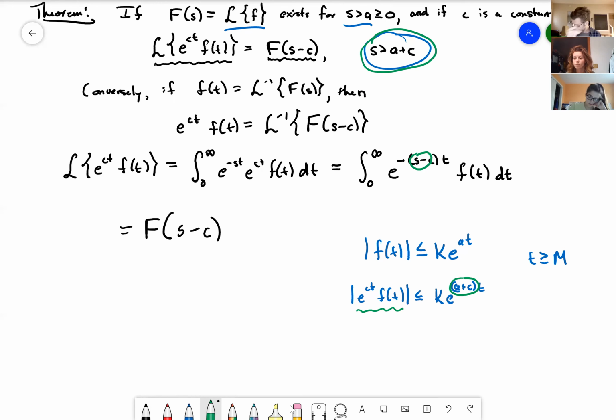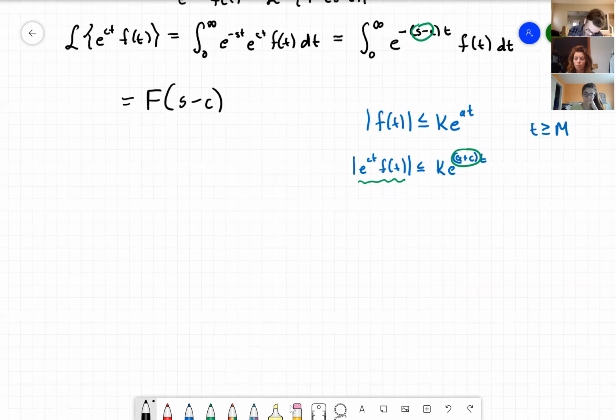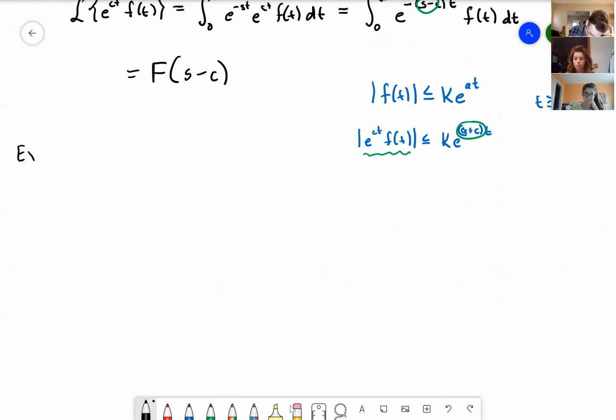Now this is really useful because it allows us to get the inverse Laplace transform of a much wider range of functions. And this is an example. So let's suppose we've done something like we did yesterday.